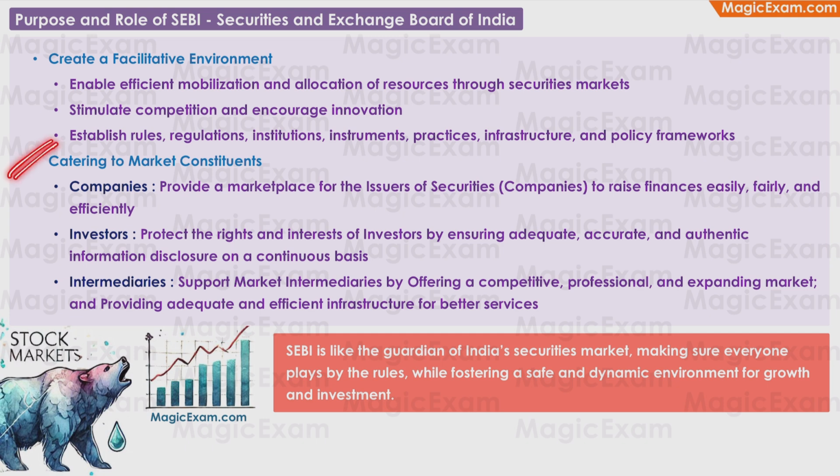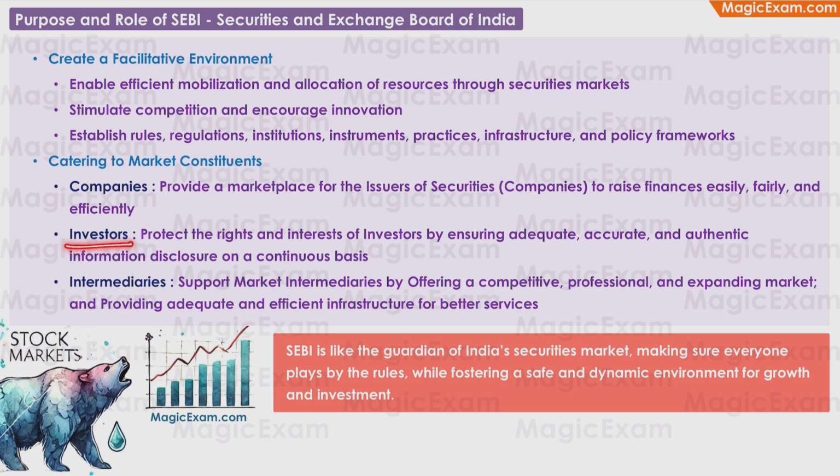Next, catering to market constituents. Here, SEBI has to balance the needs of the three main players, which are companies, investors, and intermediaries. Starting with the issuers of securities, which is companies. SEBI provides companies a fair and efficient platform to raise funds. It makes sure that companies can access the capital markets easily, without unnecessary hurdles.